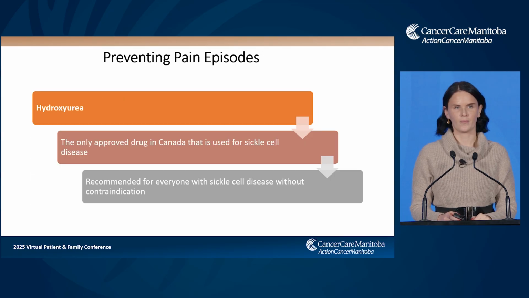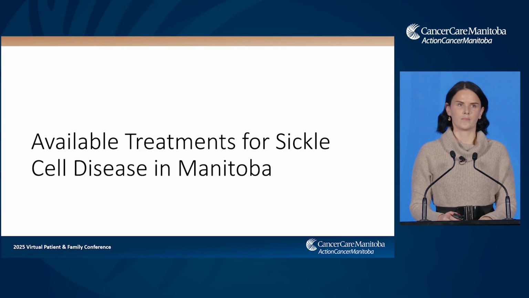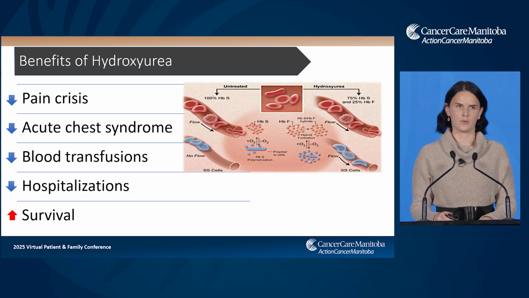And currently, we only have one drug that prevents this, and that is called hydroxyurea. If you are a patient of Dr. Houston's, you have definitely heard about this drug before, and that is because it is recommended to everybody with sickle cell disease. So how does hydroxyurea work?